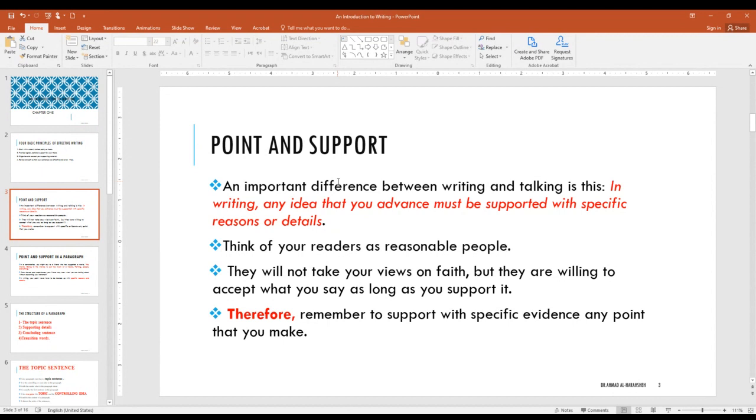So by quoting such information, this will help your reader, and this will give credibility to your writing. The reader will see that this writer worked hard to collect reliable information, opinions, statistics, and so on.